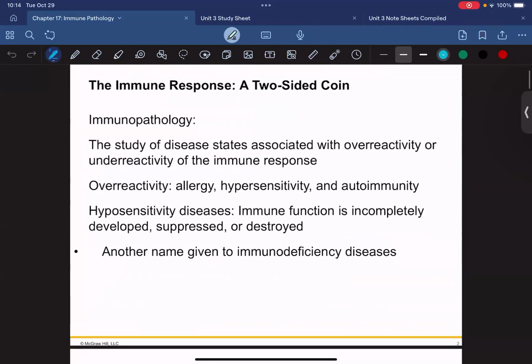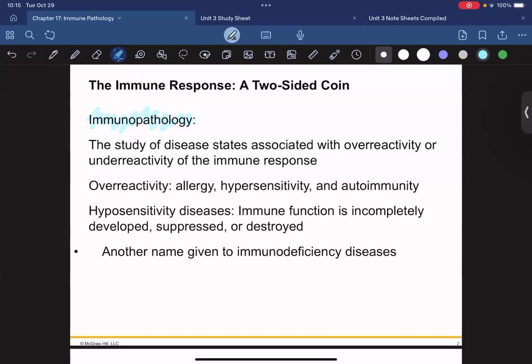To start with, immunopathology. This is a term that we need to be aware of as far as what this whole chapter is about. We're talking about diseases associated with the dysfunction of your immune system. That could be overreactive or underreactive. Our overreactive ones means that we're talking about reacting either to things that you shouldn't be reacting to, or you're literally just having an overreactive response to something.